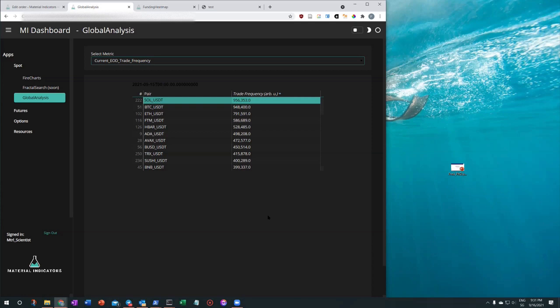Is this spot or futures? This is spot. But eventually there will also be futures. There will probably also be a global analysis for the futures market. Nice.